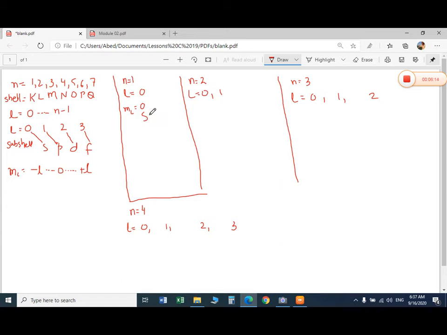Very simple. But for shell number 2, that is the L shell, n is equal to 2, L will be equal to 0 and 1, not 2. For L is equal to 0, ML will also be 0, and it is the S orbital actually. And for L is equal to 1, ML will be equal to minus 1, 0 and plus 1.